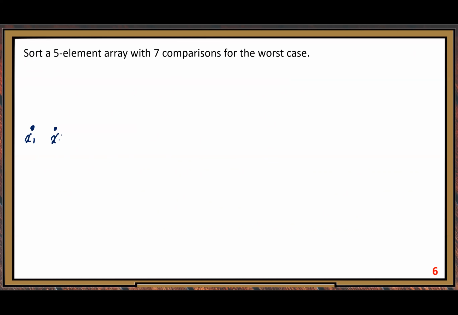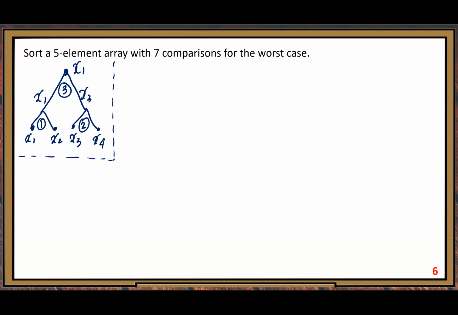x1, x2, our first comparison, the winner, we can say the smaller one is the winner, x1, all right? x3, x4, winner, second comparison, x3, okay? Third comparison, the winner, let's say x1, comparison number 3, okay? So that's the preparation step. After that, we have that diagram like this.